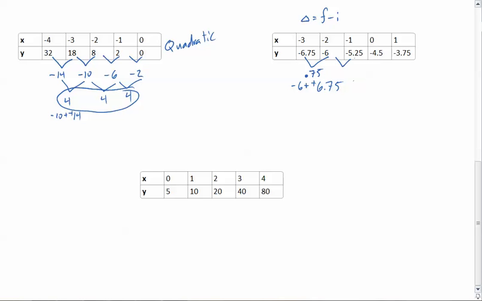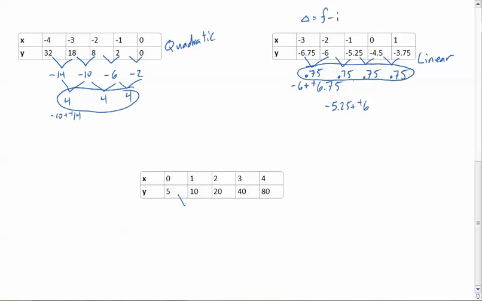We do it again here. -5.25 minus -6 turns into plus a positive, and it's 0.75 again. -4.5 minus -5.25 gives you 0.75 again. And if you do -3.75 minus -4.5, you get 0.75 again. And so there we go. The first difference is constant. Therefore, this is linear.